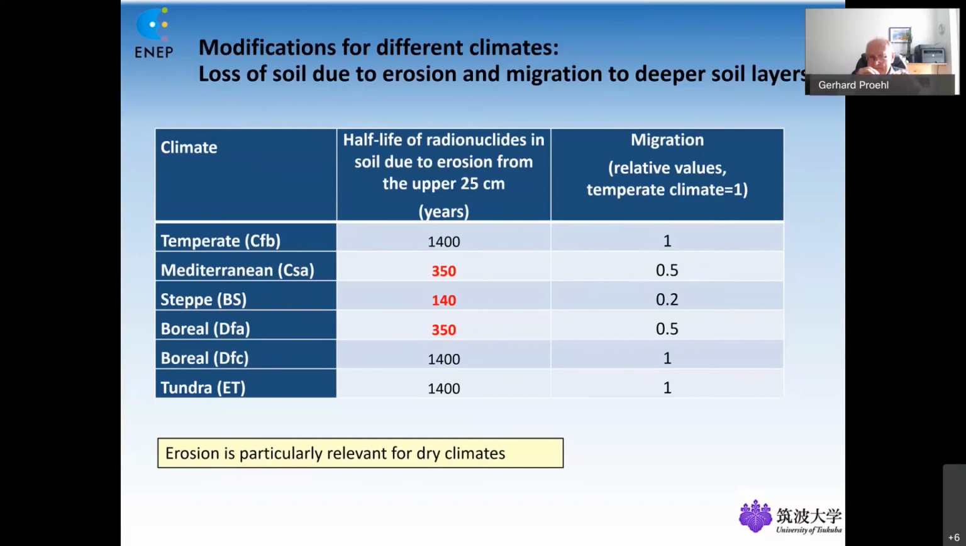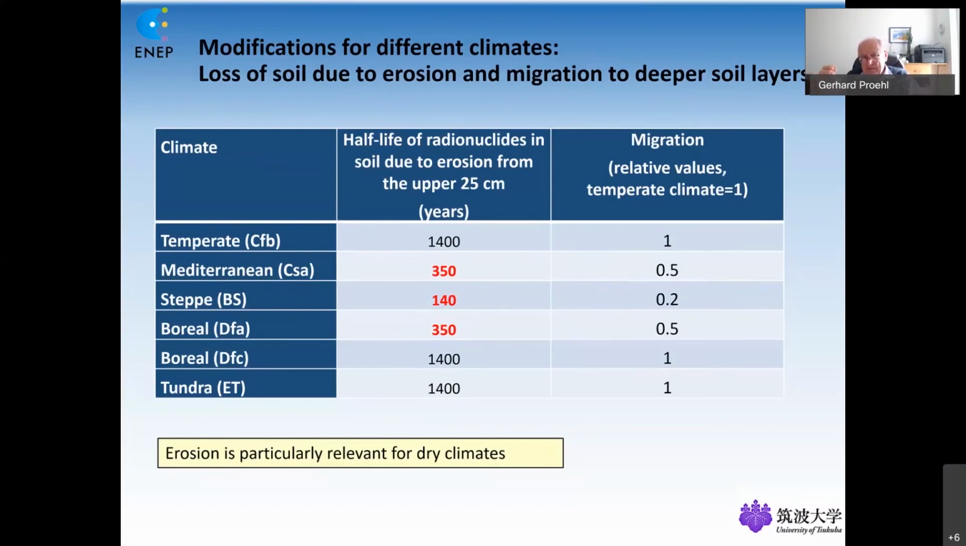In the migration, here you see now a migration factor. This is a relative value, so for the temperate climate, migration is 1. But for Mediterranean and steppe, it's less. For Mediterranean, it's about a factor of 2 lower, and for steppe, it's a factor of 5 lower, because the water flux, which also drives the migration of fine particles, is less.